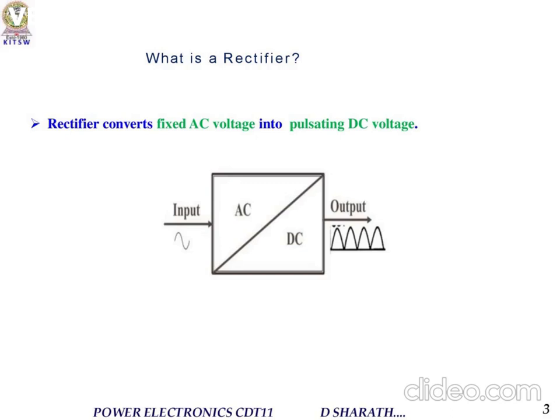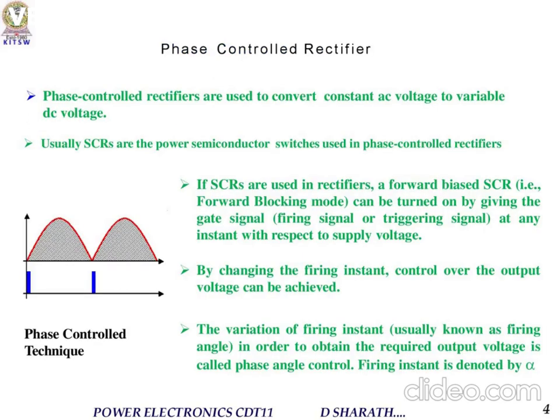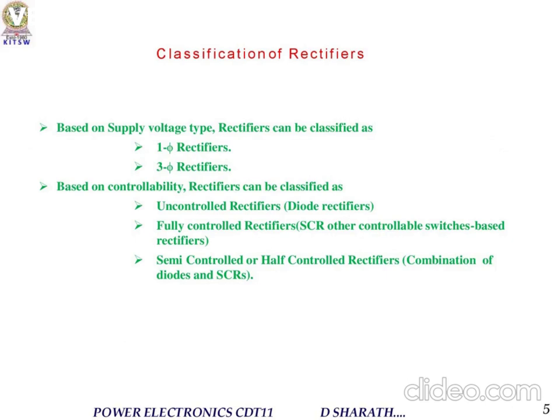Before that, what is a rectifier? A rectifier converts fixed AC voltage into pulsating DC voltage. Here the input is a fixed AC and the output is a pulsating DC voltage. A phase control rectifier is used to convert constant AC voltage to variable DC voltage. Usually SCRs are the power semiconductor switches in phase control rectifiers. By changing the firing instant, control over the output voltage can be achieved. This variation of firing instant is known as the firing angle. By varying this firing angle we can control the operation of rectifiers.